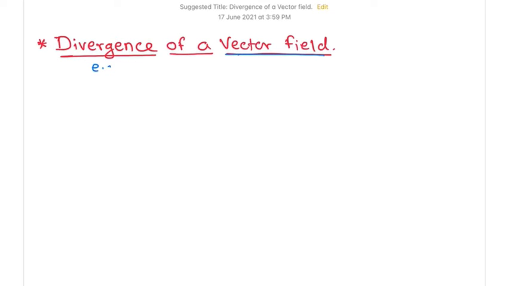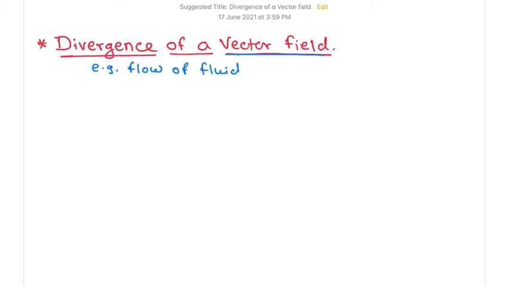For example, flow of fluid. Here the divergence of vector field measures how much flow of fluid is expanding or contracting at a given point in the region of vector field.